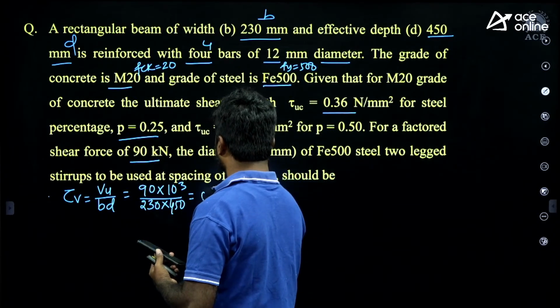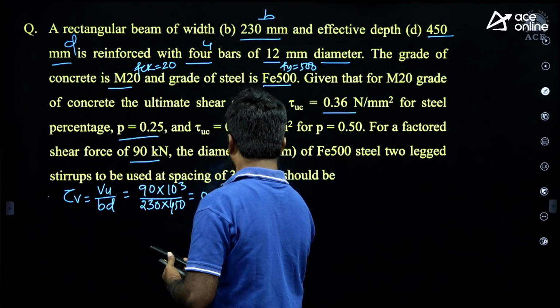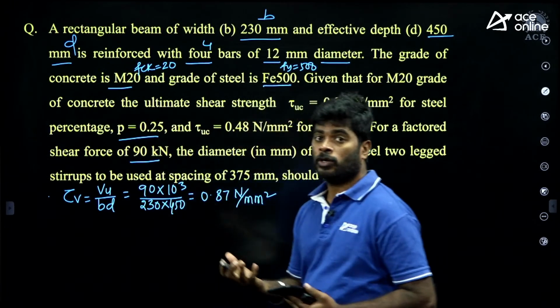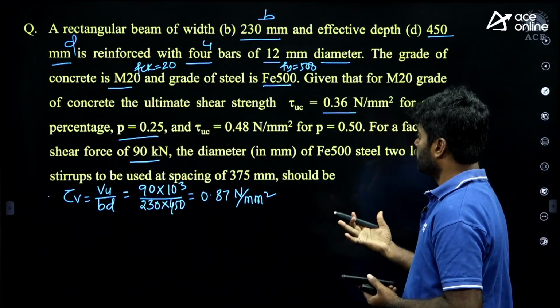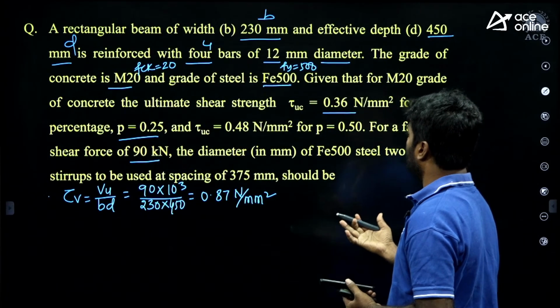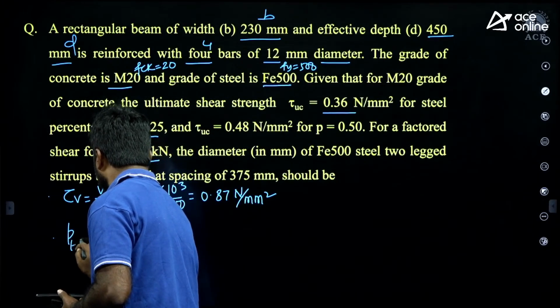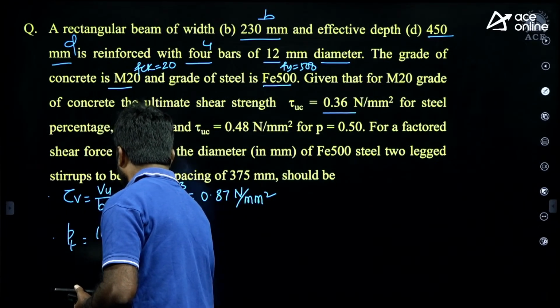0.869, let us say 0.87 Newton per mm square. Next, I want tau C, but it is not given directly, it is given indirectly. So find out the percentage of tension steel PT, that is 100 AST upon BD.